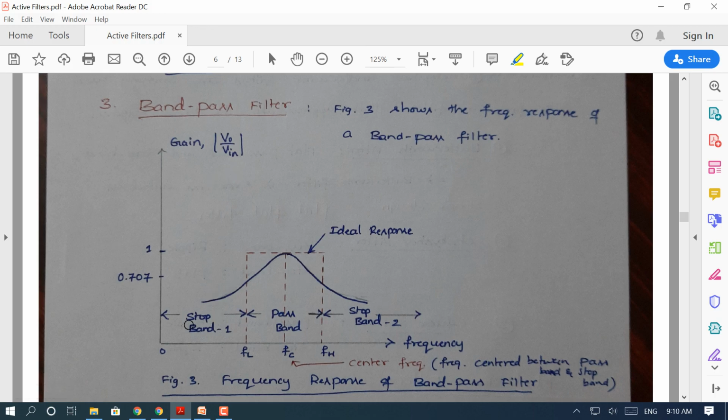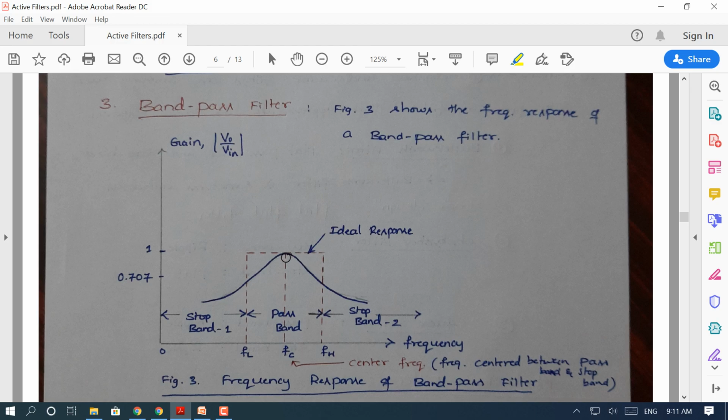We can see here there are two stop bands, stop band 1 and stop band 2. From 0 to FL there is stop band 1. Once again there is stop band 2 that exists for the frequencies beyond FH. FC is called the center frequency. This center frequency lies between the two stop bands. It's exactly in the middle of the pass band. So that's the center frequency where gain is going to be very high, which is 1.